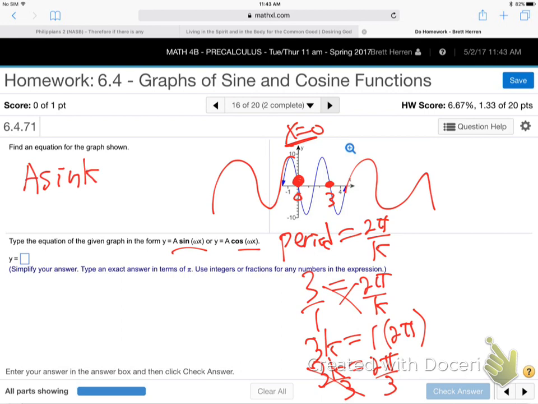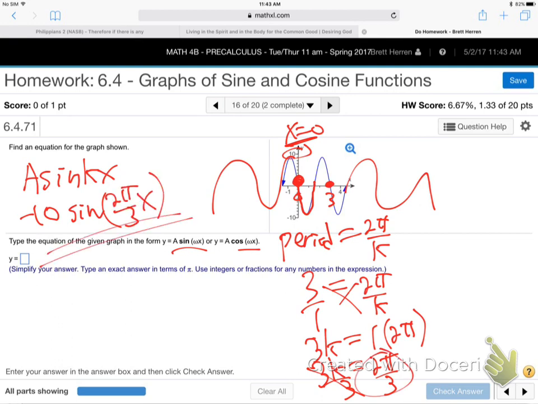A sine kx. What's the amplitude? It's going up to 10. But yeah, it goes down first. Sine normally goes up first. So that's a negative 10 for the A, huh? Everybody see that? Sine, and the k we just found, 2 pi over 3. 2 pi over 3 x. There it is. That would be the equation that would produce that graph.